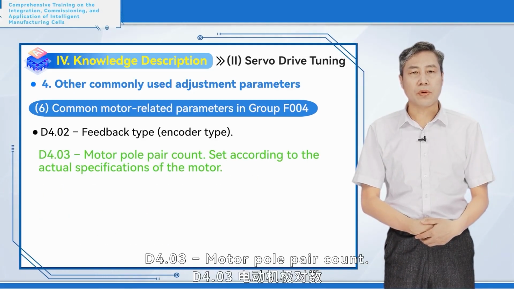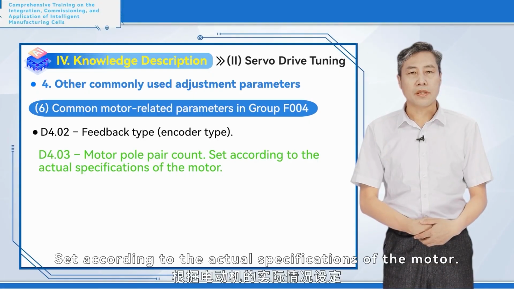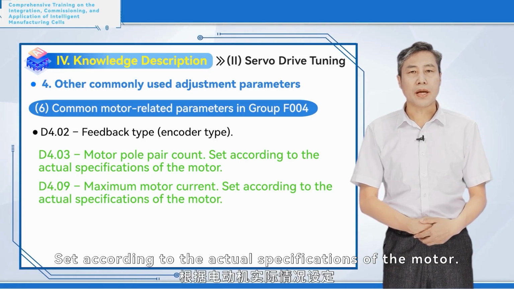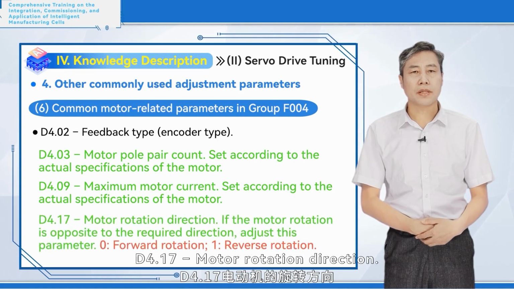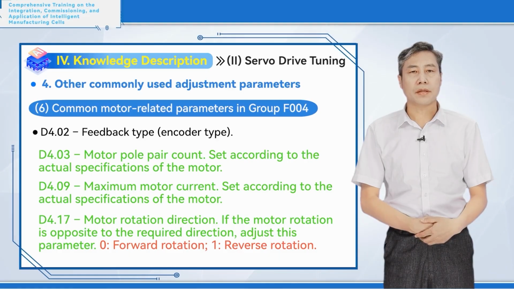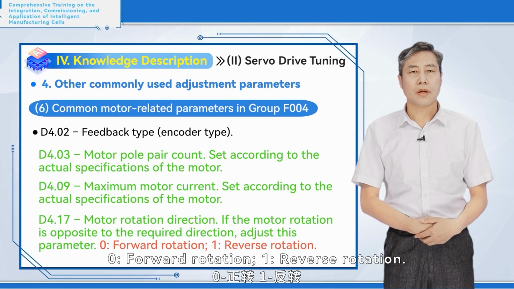D4.03, motor pole pair count, set according to the actual specifications of the motor. D4.09, maximum motor current, set according to the actual specifications of the motor. D4.17, motor rotation direction. If the motor rotation is opposite to the required direction, adjust this parameter. 0, forward rotation. 1, reverse rotation.